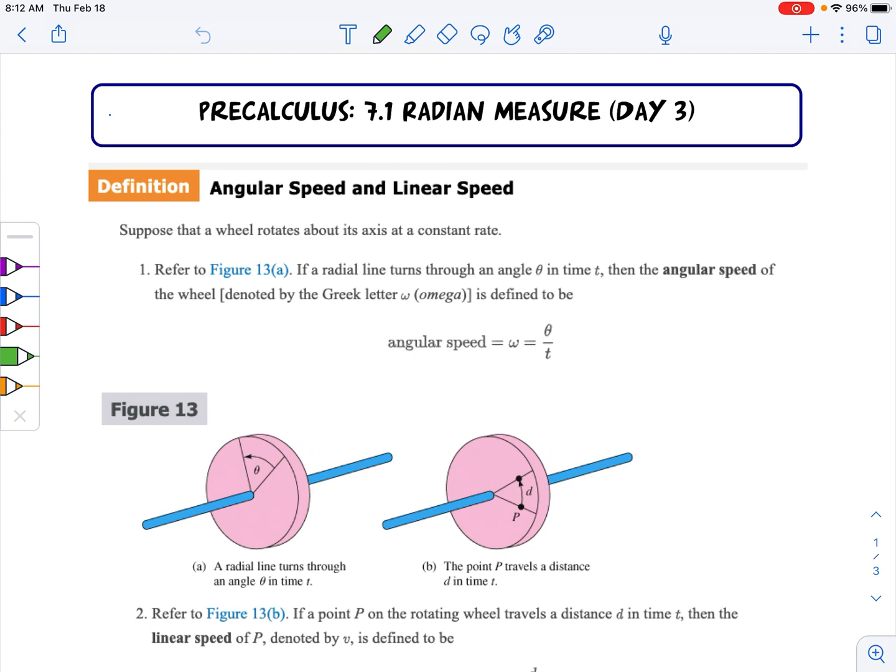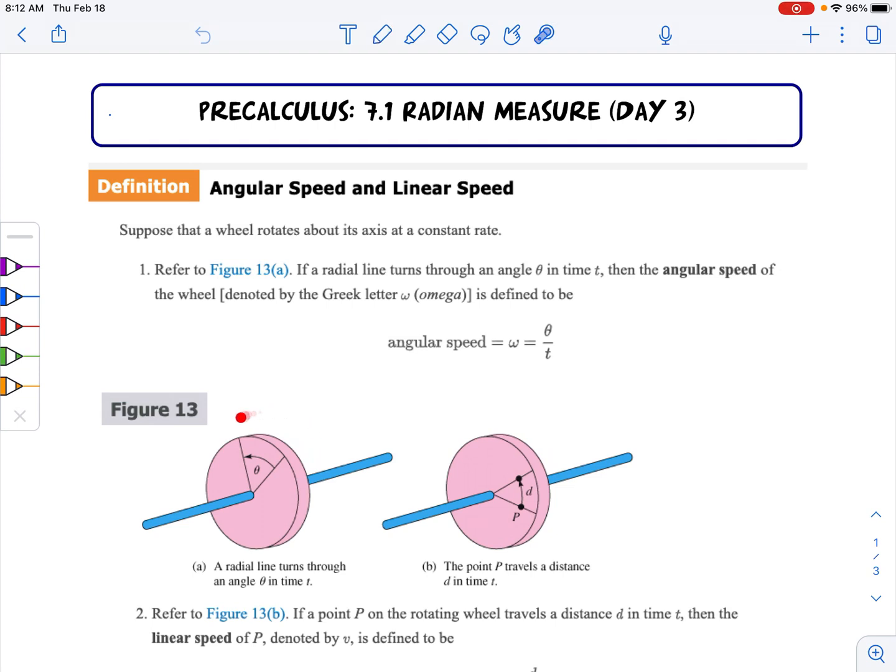Now today there's going to be a lot of variables being thrown at you, but the big thing is to understand the formulas, and then really any variable you want to use will suffice. So I'll explain what I mean. So suppose that a wheel rotates about its axis at a constant rate.